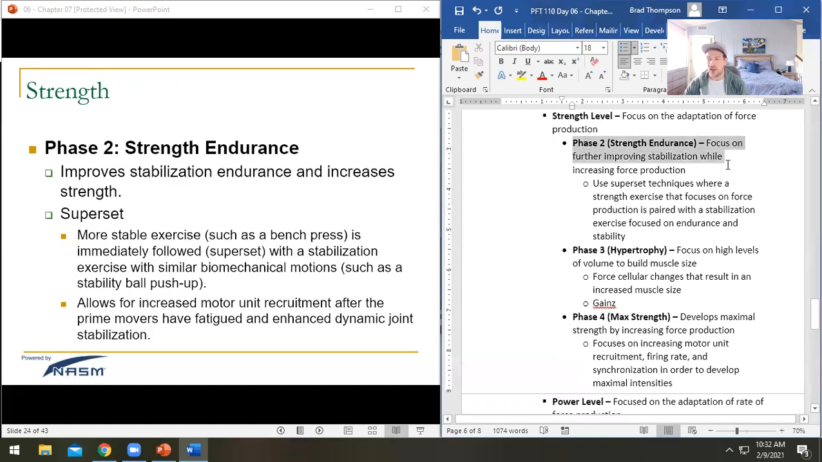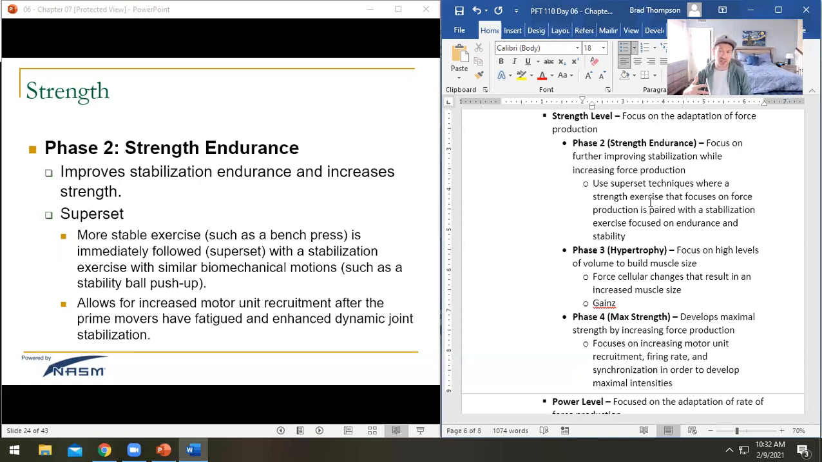So 3 phases here, right? The strength endurance phase, which focuses further on improving your stabilization while also still getting some force production in here. By the way, in strength endurance, we'll talk more about this later, but we are going to incorporate supersets whenever we are doing this. And like I said, you're easing your way out of the stabilization level when you're in strength endurance. In strength endurance, we were doing these unstable exercises, and in strength, we're doing stable exercises. Strength endurance is where they come together.